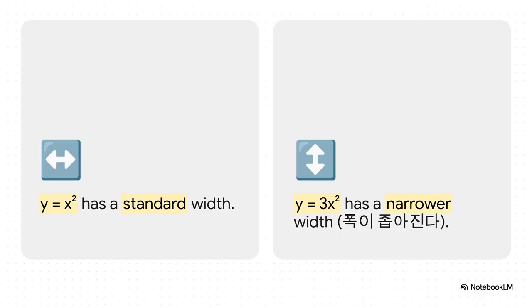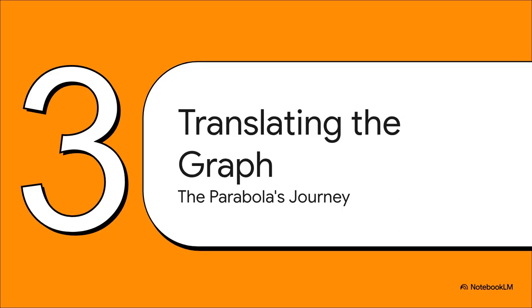It's really that straightforward. But a does more than just point the way. The size of a, what we call its absolute value, controls how wide or narrow the parabola is. The bigger that number is, the steeper and skinnier the curve gets. Think of it like this. An a of 3 yanks the curve upward 3 times faster than an a of 1, so it ends up looking much, much narrower.